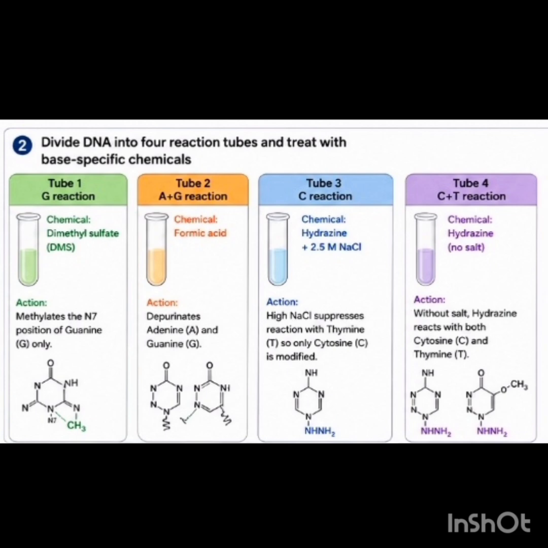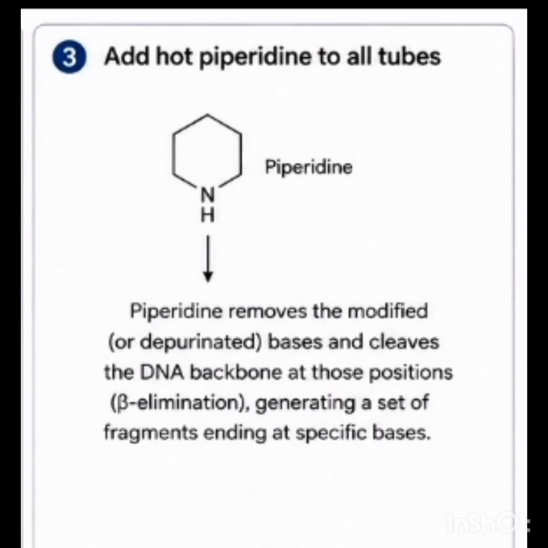In the fourth tube, hydrazine is used again, but this time without sodium chloride. Without the salt, hydrazine reacts freely with both cytosine and thymine. Consequently, all cytosine and thymine residues become chemically modified. Comparing the results from the C tube and the C plus T tube later allows us to distinguish between these two pyrimidine bases. At this point, each reaction tube contains DNA molecules with chemically modified bases, but the DNA strands are still intact.